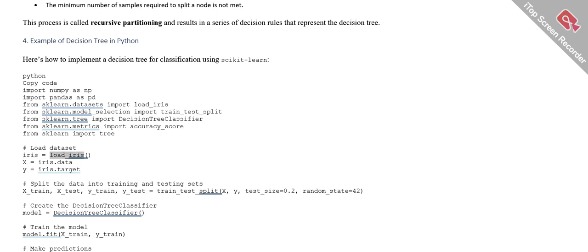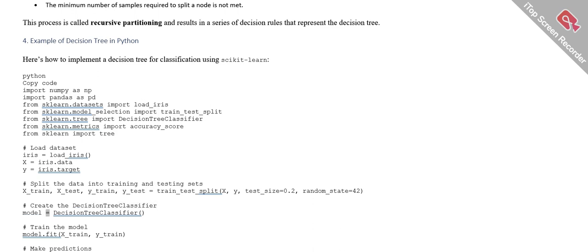# Load dataset. iris = load_iris(). X = iris.data. y = iris.target. # Split the data into training and testing sets. X_train, X_test, y_train, y_test = train_test_split(X, y, test_size=0.2, random_state=42).